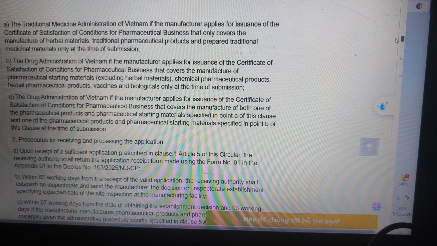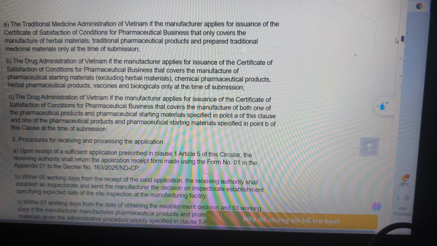The Drug Administration of Vietnam is the receiving authority if the manufacturer applies for issuance of the certificate of satisfaction of conditions for pharmaceutical business that covers the manufacture of both one of the pharmaceutical products and pharmaceutical starting material specified in Point a of this clause and one of the pharmaceutical products and pharmaceutical starting material specified in Point b of this clause at the time of submission.